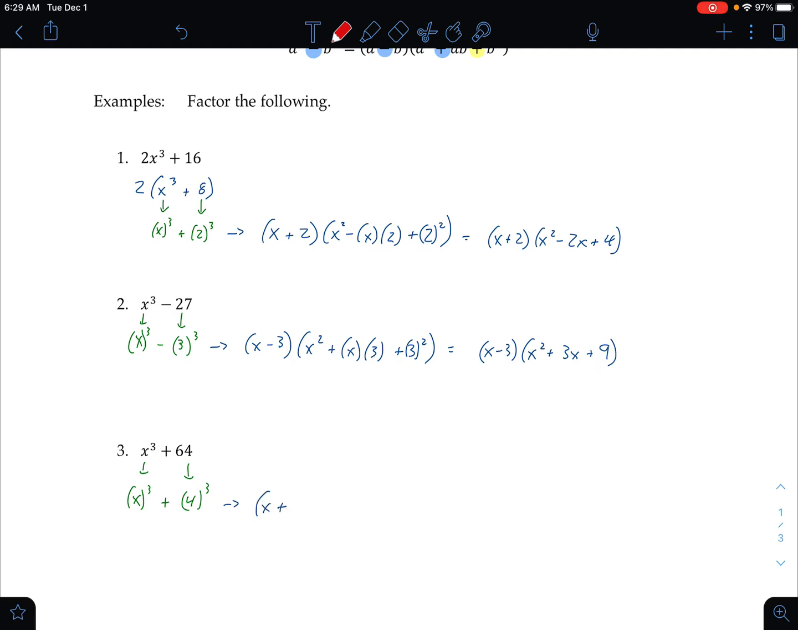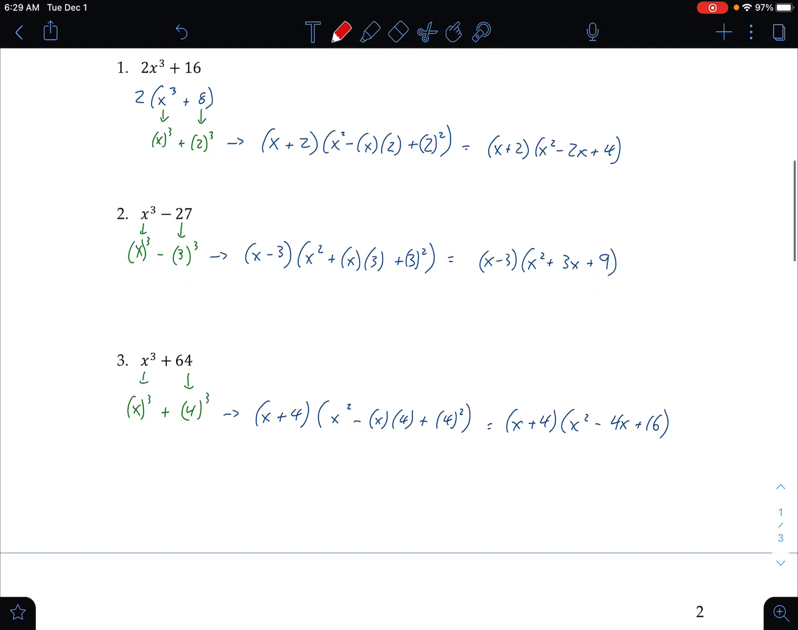So I'm going to do my x plus 4, plus plus. And then my trinomial is going to have a minus in it. X squared minus x times 4, always plus 4 squared. So now we simplify it, make it nice and neat. X plus 4, x squared minus 4x plus 16. Okay, so there's kind of the first 3. And again, that trinomial at the end, there are no two numbers that multiply to 16 positive that add to negative 4.